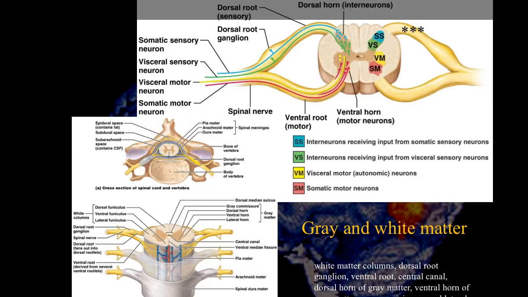And then in your ventral and lateral, those are both going to be your motor neurons. Visceral is lateral, somatic is ventral.